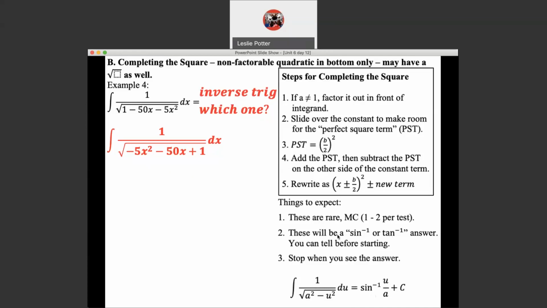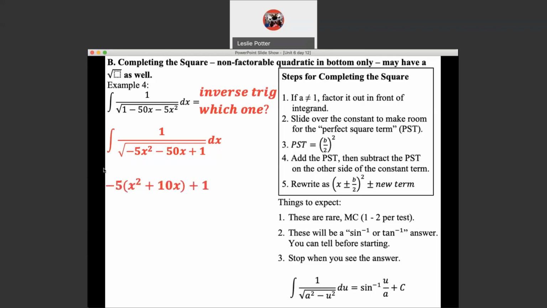Okay, so things to expect: same thing, one to two per test, basically one per test on the multiple choice. It's going to be one of these two answers. And again, maybe you don't have to do the whole thing to see the answer on a multiple choice, and that's okay. All right, so if you remember, completing the square sets up a perfect square trinomial. So it really works with these two terms and picks the right constant term to fit that. So that's what we're going to do.